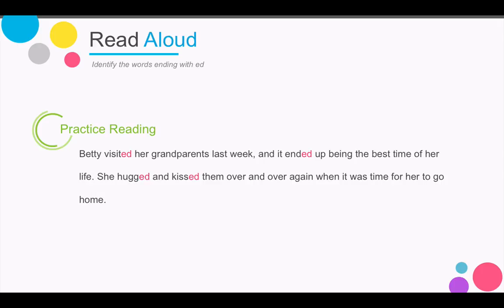Betty visited her grandparents last week, and it ended up being the best time of her life. She hugged and kissed them over and over again when it was time for her to go home. Did that sound normal to you guys? Probably not.